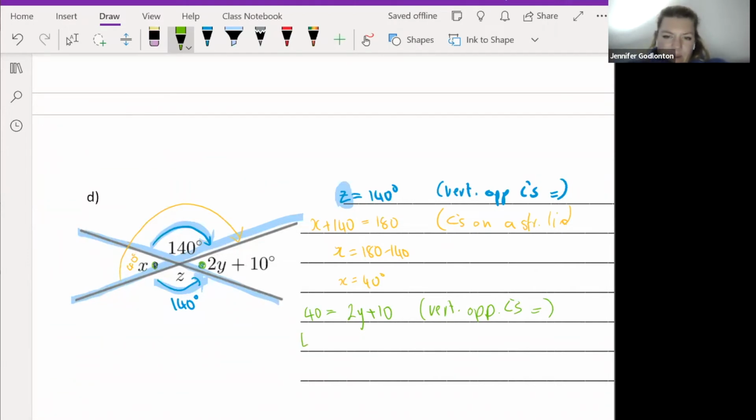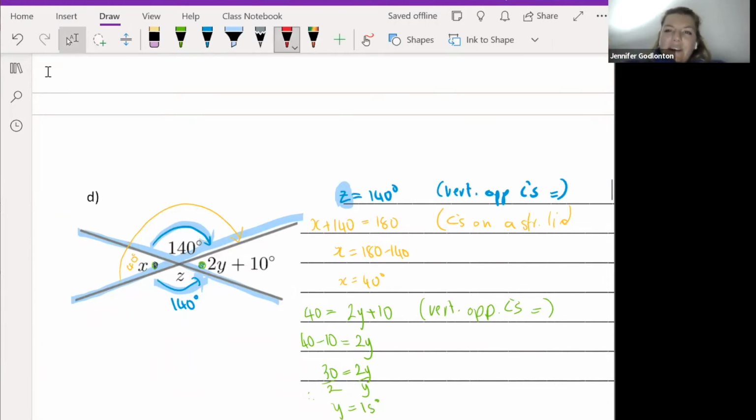And then you would say 40 minus 10, and then 2y on the other side. Good. That'll equal 30 degrees and 2y. Yeah. So y equals 15 degrees. Yes, nice job. Let me just flip that around. There we go. Nice, awesome. Nice job, guys. Not so bad.